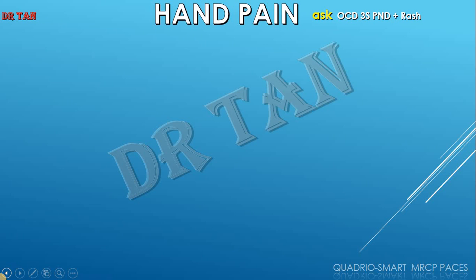Then the PND is for the pain, and here you will ask about the severity of the pain, and what increased the pain and what decreased it. You can use SOCRATES. Then the N is for the number of the affected joints, and this is important because you can know which joints are affected, and this can help you in diagnosis. Then the D, which is the deformities. Then the rash. So whenever you have any joint pain, remember to start with the OCD, then 3S, PND plus rash.